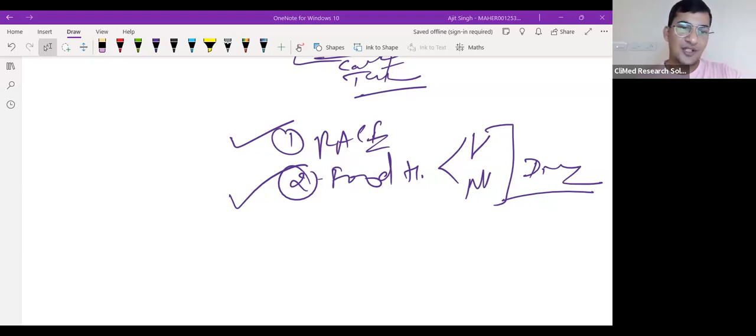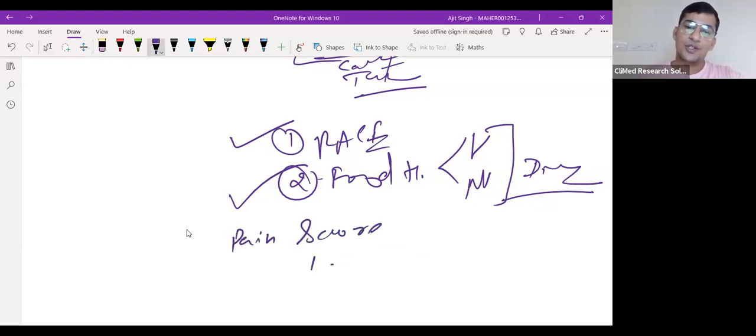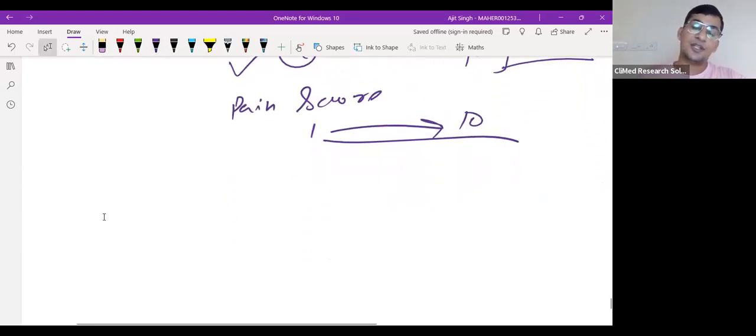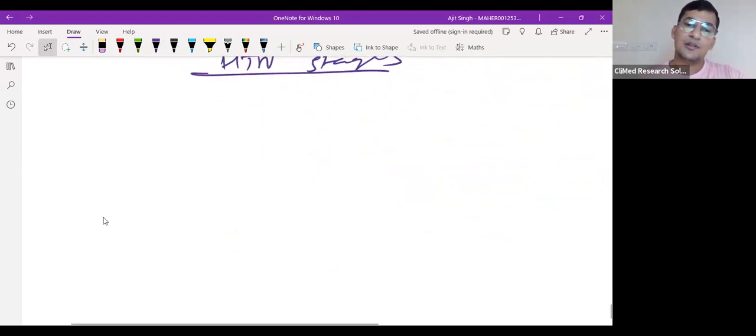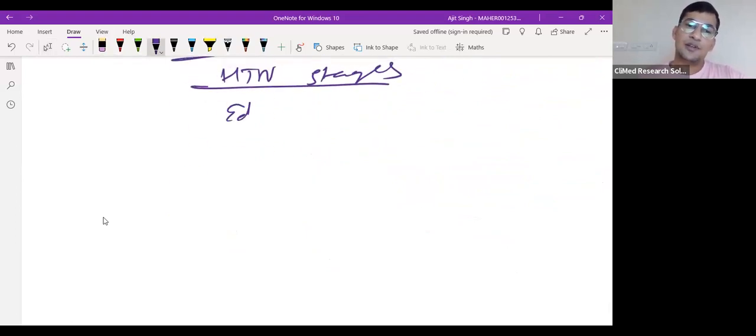Yes, mild, moderate, severe, I told. Pain score, yeah. Pain score is a perfectly fine example. Pain score, 1 to 10. Yes, rank. Okay, then what else could be rank? Cancer stages. Okay, hypertension stages. Okay, education level, right? Education level.